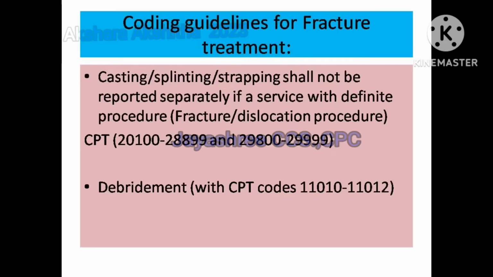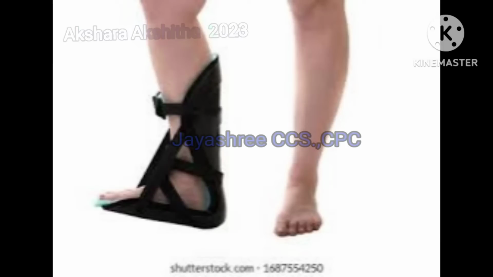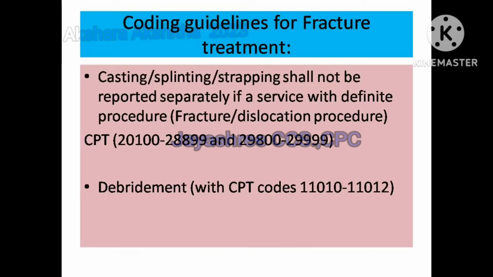Okay. Next point, debridement, including removal of foreign materials at the site of the open fracture or dislocation, may be reported. So what is the CPT code? This point I already explained to you in the integumentary part 1 video.